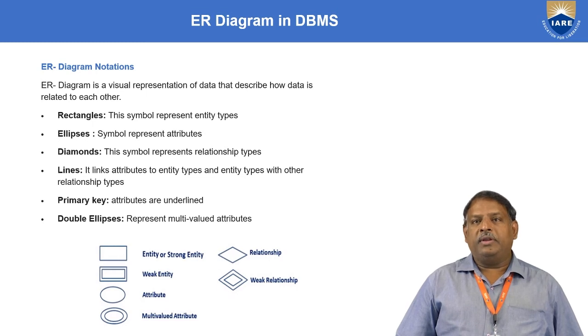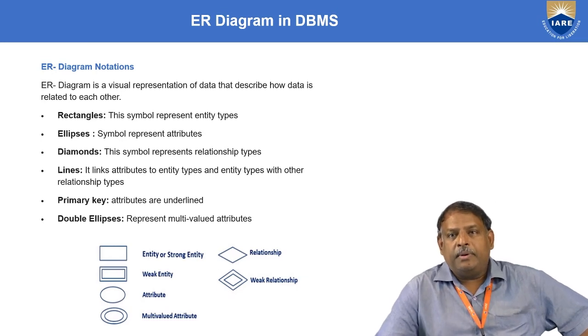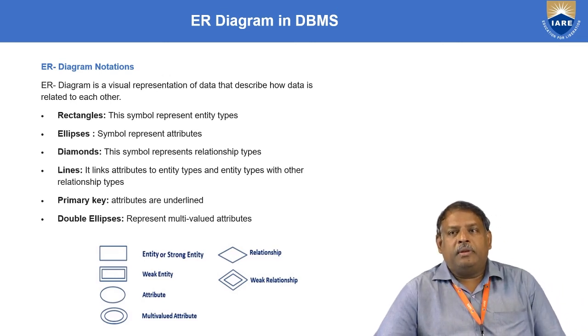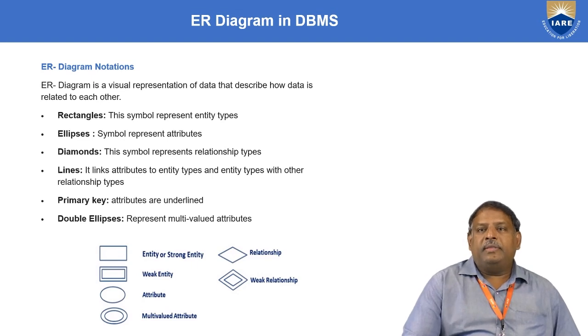Next, we'll see what is ER diagram notation. We already have seen that the rectangle is represented by an entity type. The ellipse is for the attributes. The diamonds represent the relationships. The lines show how these are linked to each other, which is nothing but the relationships.